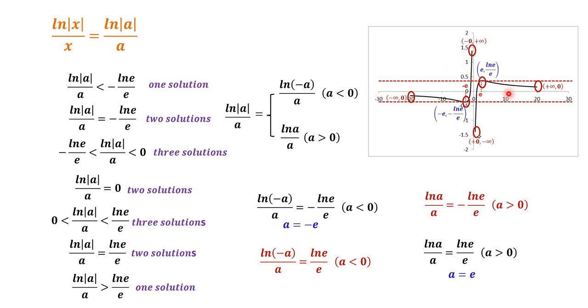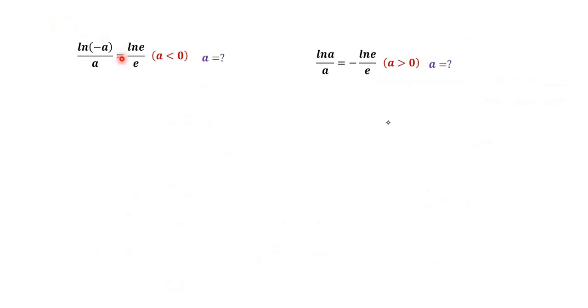So let's look at these two straight lines. There are two intersections, one at x equal to negative e and the other at x equal to e. So what we need to find is the value of a at this intersection and this intersection, so we are going to solve these two equations. The two equations are right here, and we'll start from the left side.